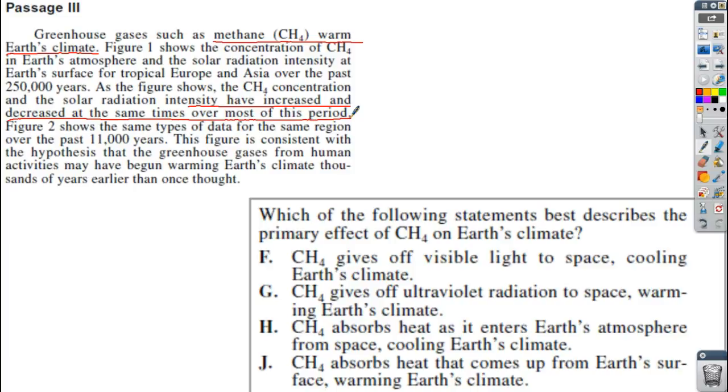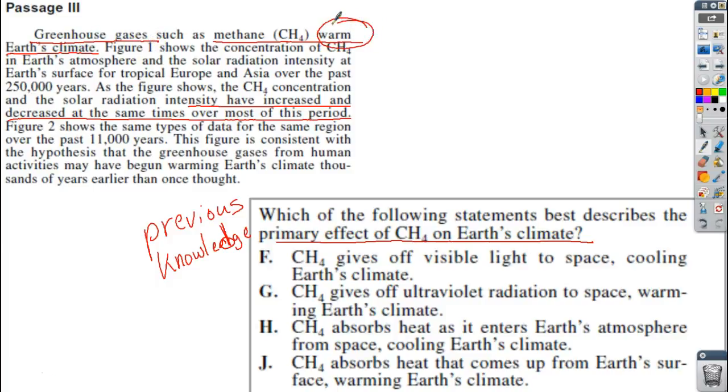All right, this question is a little bit new for the ACT because the question is asking something you should already know. This is a previous knowledge question. That should be a D. My pen is not working. So this is knowledge. It's asking which of the following statements best describes the primary effect of CH4 on Earth's climate. If you know what a greenhouse gas is, you know that greenhouse gases cause warming, right? You shouldn't need to read the passage, but if you do, you should know that this greenhouse gas is going to warm Earth's climate.